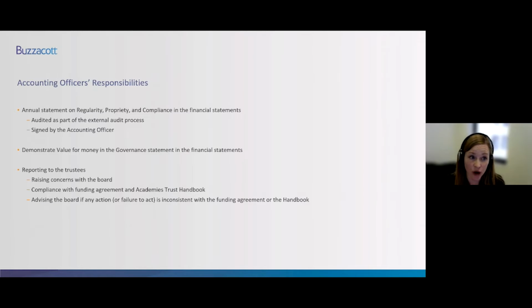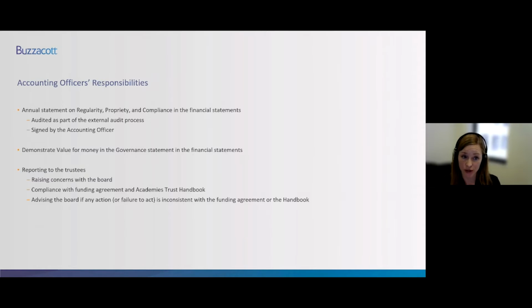Another responsibility of the accounting officer is the annual statement. So each year, the accounting officer must complete and sign a statement on regularity, propriety and compliance. This is included in the annual audited accounts and is submitted to the ESFA. This is audited as part of the external audit process, and we'll look at that in more detail in section 2 of this webinar. The accounting officer must also demonstrate how the trust has secured value for money via the governance statement in the audited accounts. The Academy's accounts direction, which is issued each year by the ESFA with guidance and model accounts, includes further details about what is required from the value for money statement.